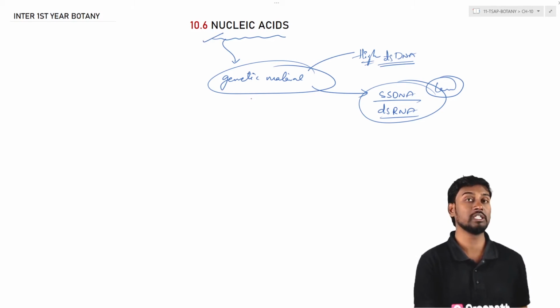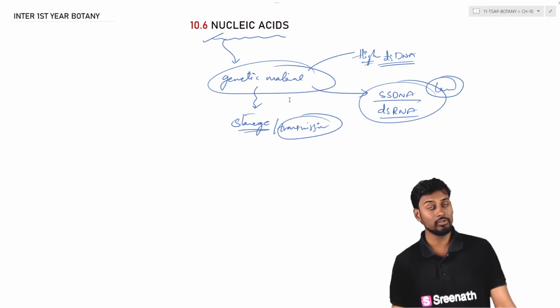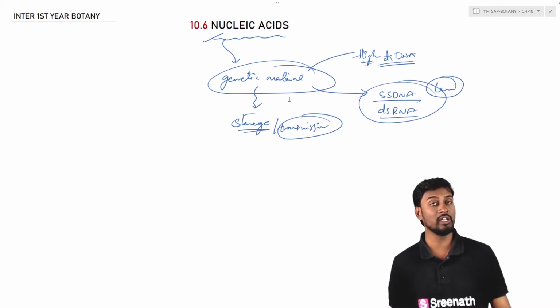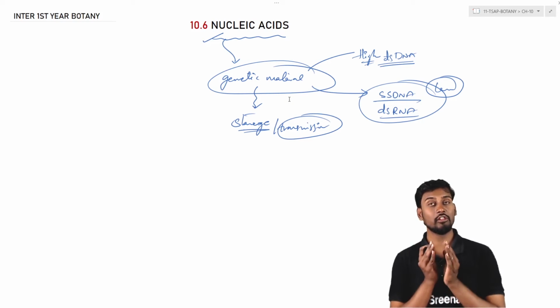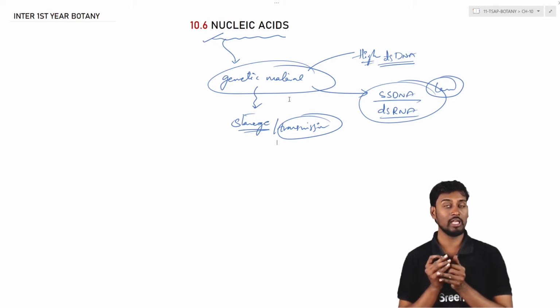And why do we call it genetic material? Because it has the tendency of storing information. The information needed for the activity of the cell is stored, and nucleic acids are also involved in its transmission. So nucleic acids are involved in storing the information and passing it on, that is, the transmission of information from one generation to the next.